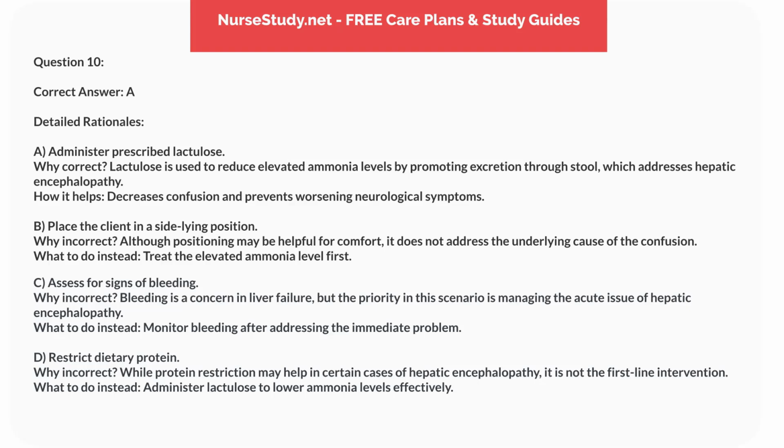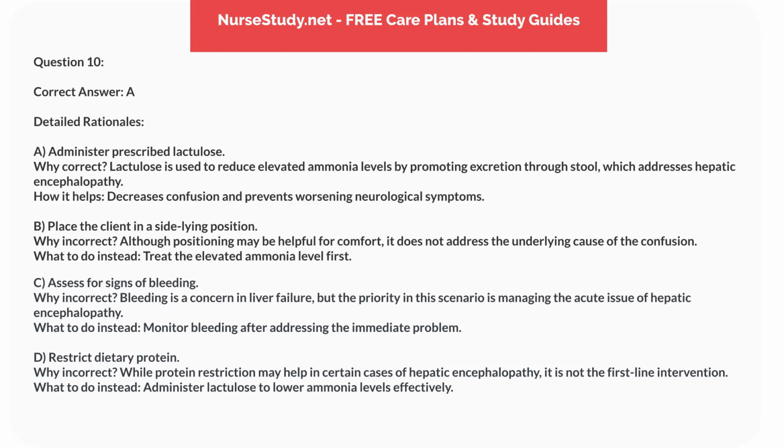Detailed rationales. A. Administer prescribed lactulose. Why correct? Lactulose is used to reduce elevated ammonia levels by promoting excretion through stool, which addresses hepatic encephalopathy. How it helps: decreases confusion and prevents worsening neurological symptoms. B. Place the client in a side-lying position. Why incorrect? Although positioning may be helpful for comfort, it does not address the underlying cause of the confusion. What to do instead? Treat the elevated ammonia level first.